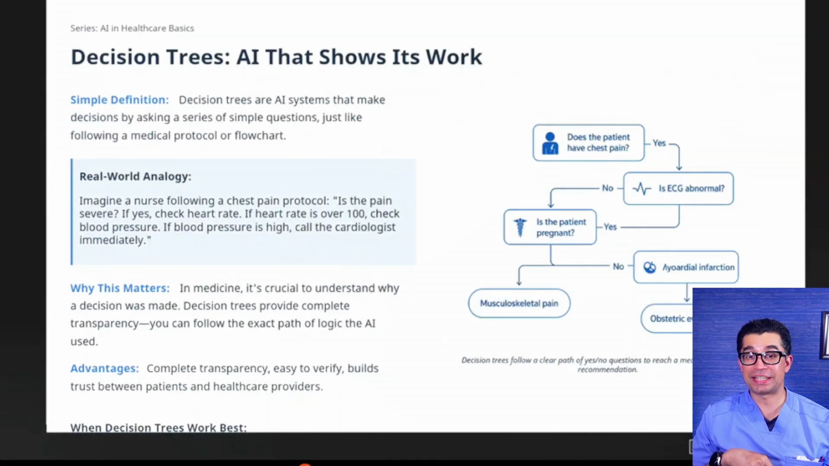So yeah, there you have it. Batch normalization is another feature that you need to be aware of. So in the next lesson, we will be talking about decision trees.